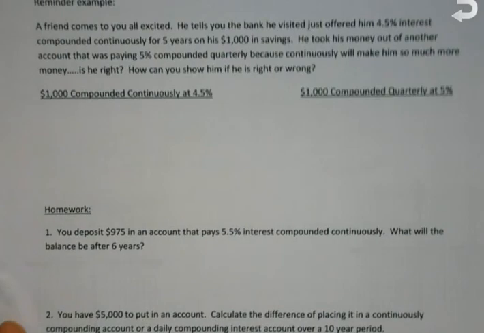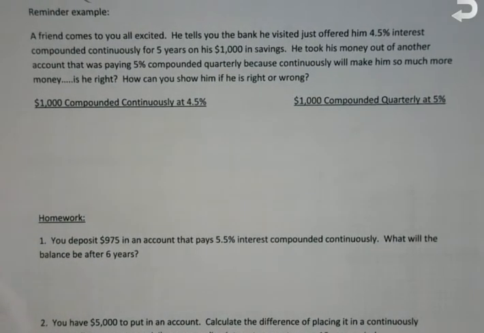Interest. So, alright, example. A friend comes to you all excited. Tells you the bank he just visited offered him 4.5% interest compounded continuously for 5 years on his $1,000 savings. He took his money out of another account that was paying 5% compounded quarterly because continuous will make him so much more money. Is he right? Can you show him if he's right or wrong?